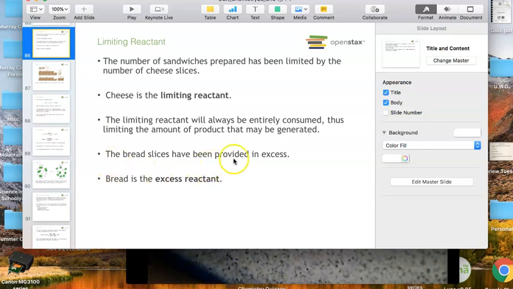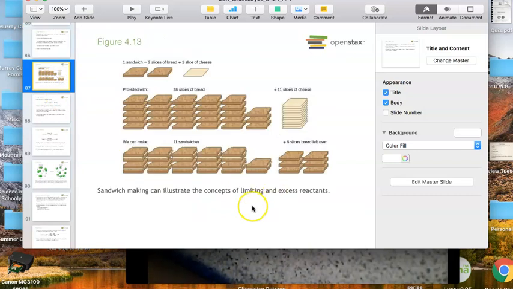The bread slices have been provided in excess. The bread is the excess reactant or reagent. Okay, why is it excess? Because you have leftover bread. It's just sitting around. Okay, so here's a nice picture showing you what constitutes a cheese sandwich. Okay, and then you have 28 slices of bread, 11 slices of cheese. You make 11 sandwiches, and guess what? You have leftover bread. So our cheese is our limiting ingredient, and our bread is our excess ingredient.